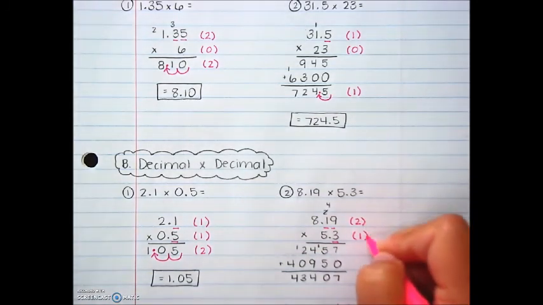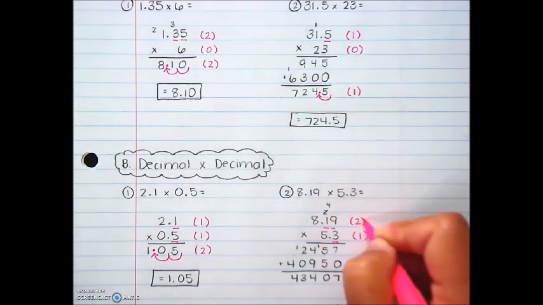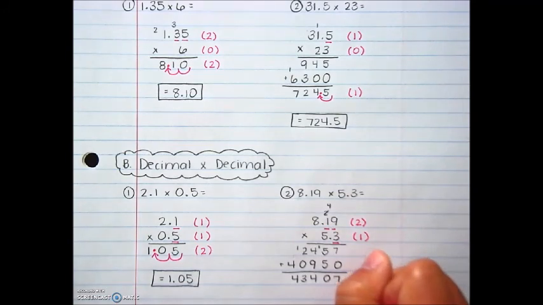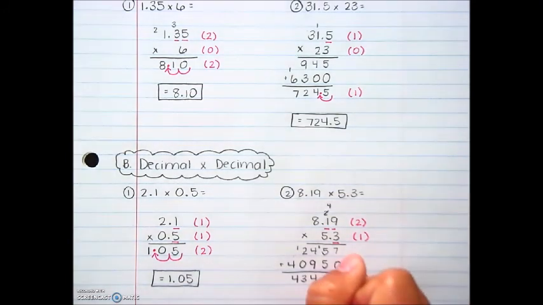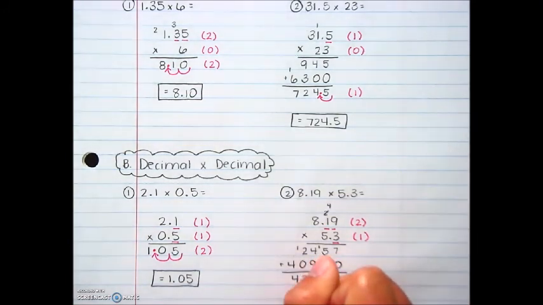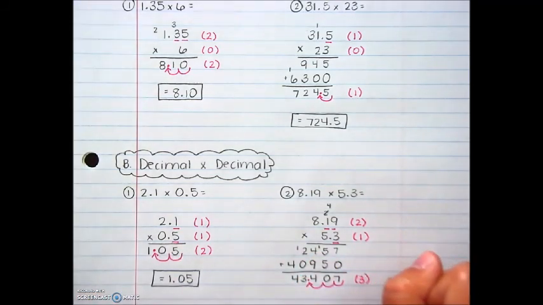Now I need to add together these two numbers in parentheses. 2 plus 1 is 3, which means in my final answer I move back 1, 2, 3 spaces to tell me that my final product is 43 and 407 thousandths.